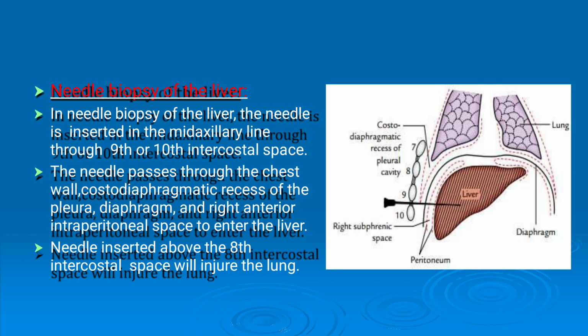Now we want to move and see the next slide. This is a needle biopsy of the liver. We can see in this diagram also, but in needle biopsy of the liver, the needle is inserted in the mid axillary line through the 9th or 10th intercostal space. Needle passes through the chest wall, costodiaphragmatic recess of the pleura, diaphragm and right anterior peritoneal space to enter the liver. Needle inserted above the eighth intercostal space may injure the lung. In this diagram we represent how it passes through mid axillary line, 9th to 10th intercostal space, and it's called the biopsy.